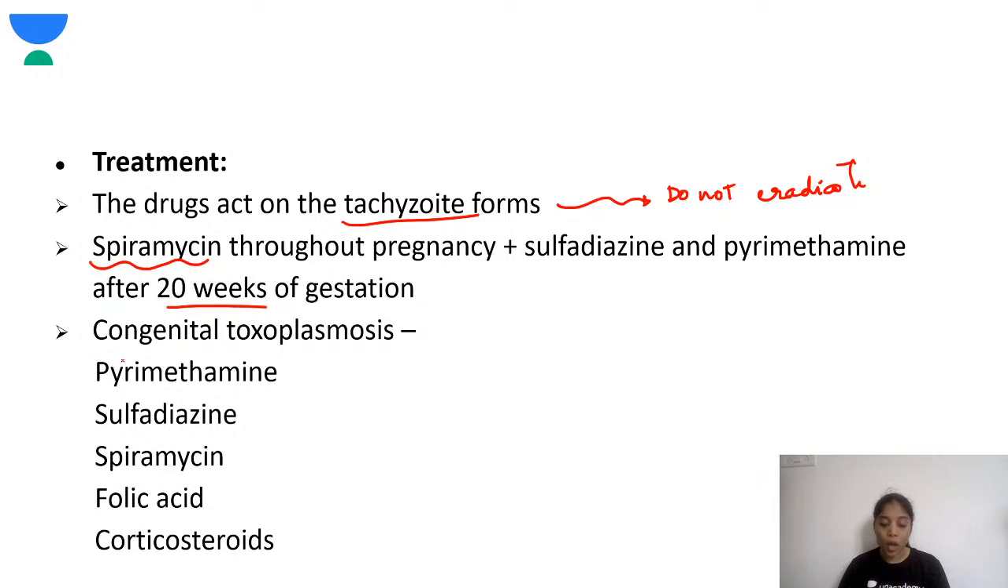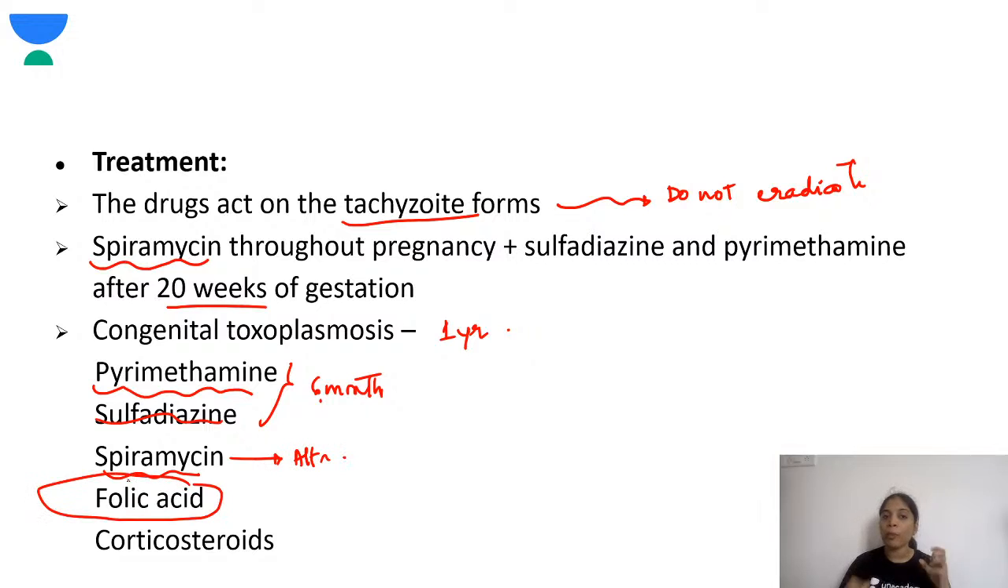Now coming to congenital toxoplasmosis. The treatment of congenital toxoplasmosis is for a year. You first start with pyrimethamine, and then pyrimethamine and sulfadiazine. Both you have to give for 6 months. Then you add spiramycin on alternate days for another month during the next 6 months. Alternate days you should give. Whenever you give pyrimethamine, you should always supplement with folic acid. Also, corticosteroids can be added if there is severe fetal infection.